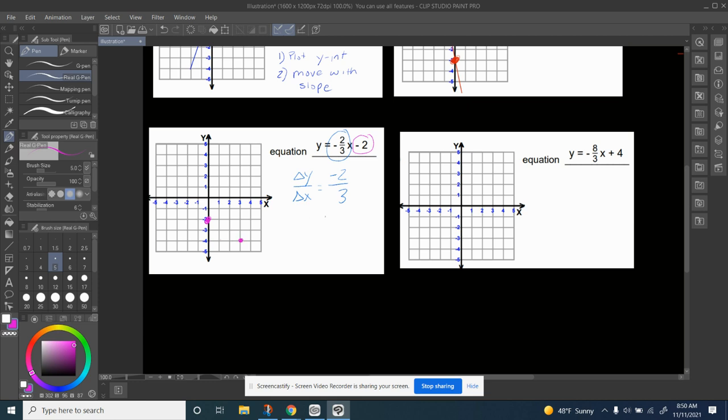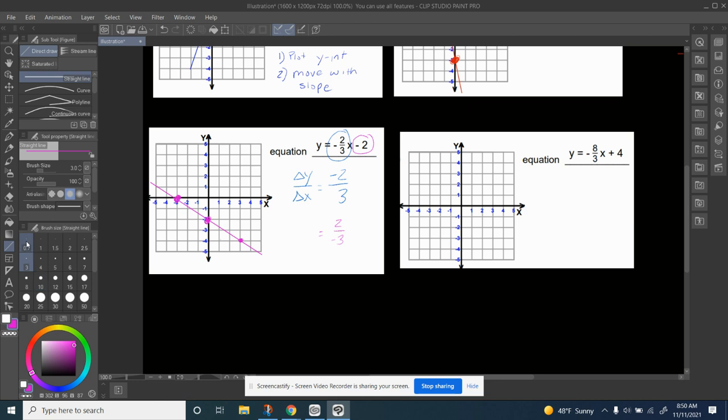And to get my second point, I'm going to flip this. So I'm going to go up 2 and negative 3. So from this point, up 2 and negative 3. And from here, we can graph our line like so. And we've now graphed that linear equation.